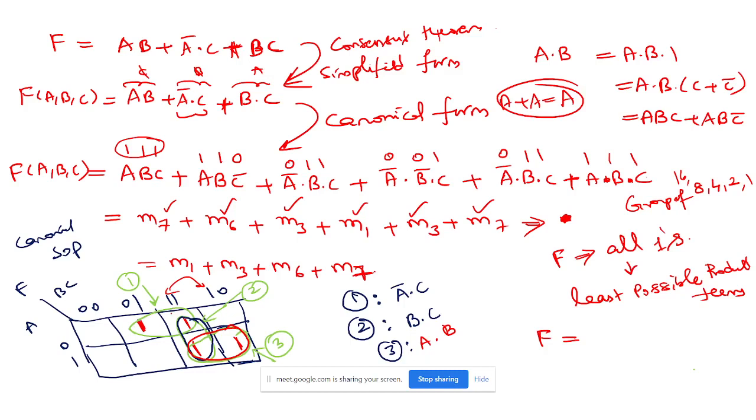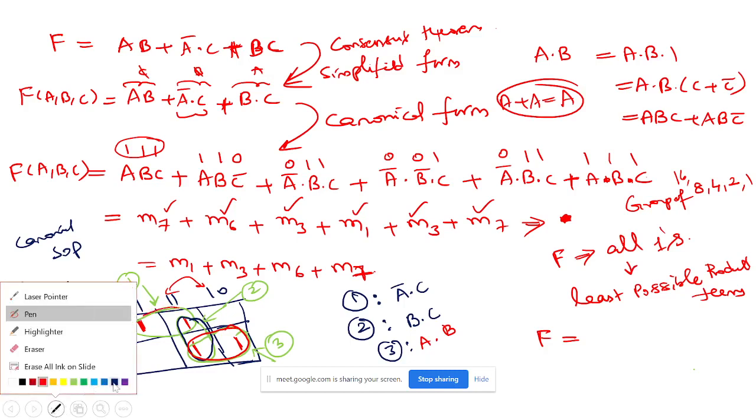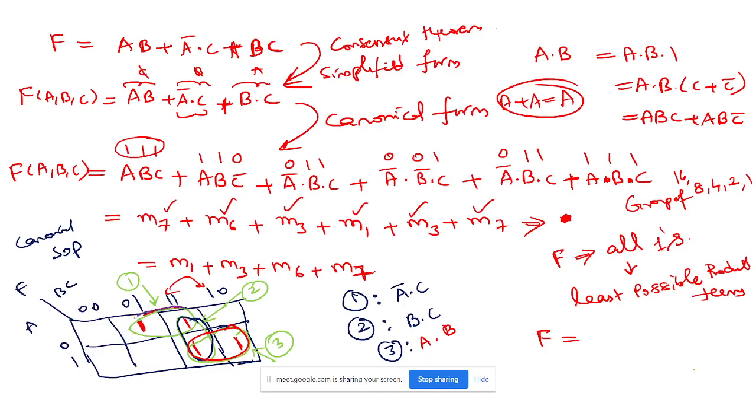I can take the first one, right? Let me change the color. Yeah, I can take the first implicant, then I covered these two ones. I can take the third implicant and I cover these two. Means, did I cover all the 4 ones? Yes. A bar C plus AB. That's it. This is the answer.